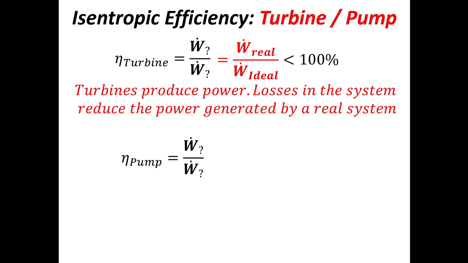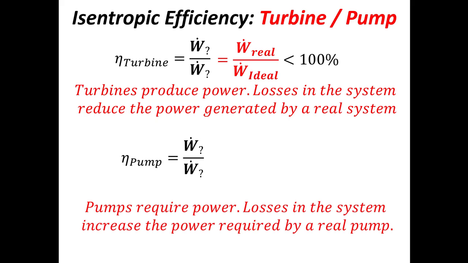If we're talking about pumps, we still have power divided by power, but in this case, a real pump will require more power than an ideal pump because it has to overcome the losses in the system. So for the efficiency of a pump, we take the ideal power divided by the real power.